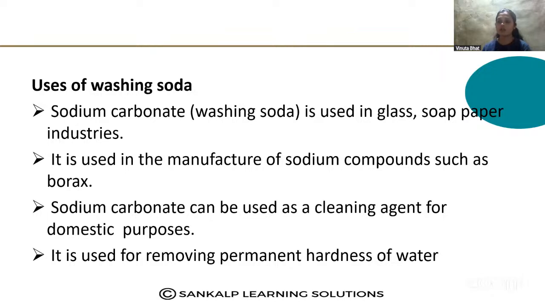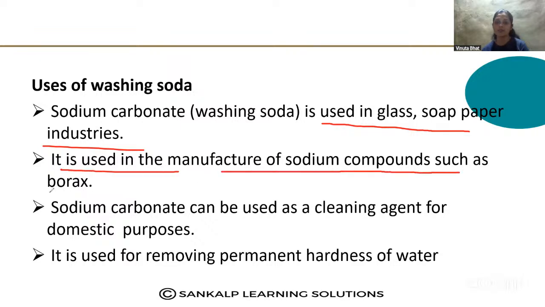What are the uses of these salts? Baking soda, washing soda, bleaching powder. These are all very, very important. Sodium carbonate, that is the washing soda, is used in the glass, soap and paper industries. It is used in the manufacture of sodium compounds such as borax.